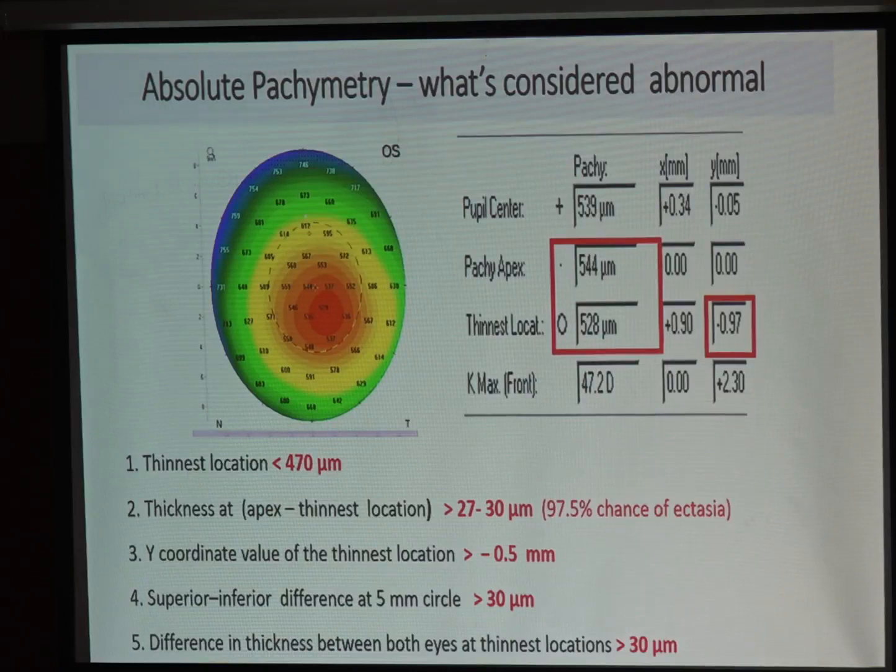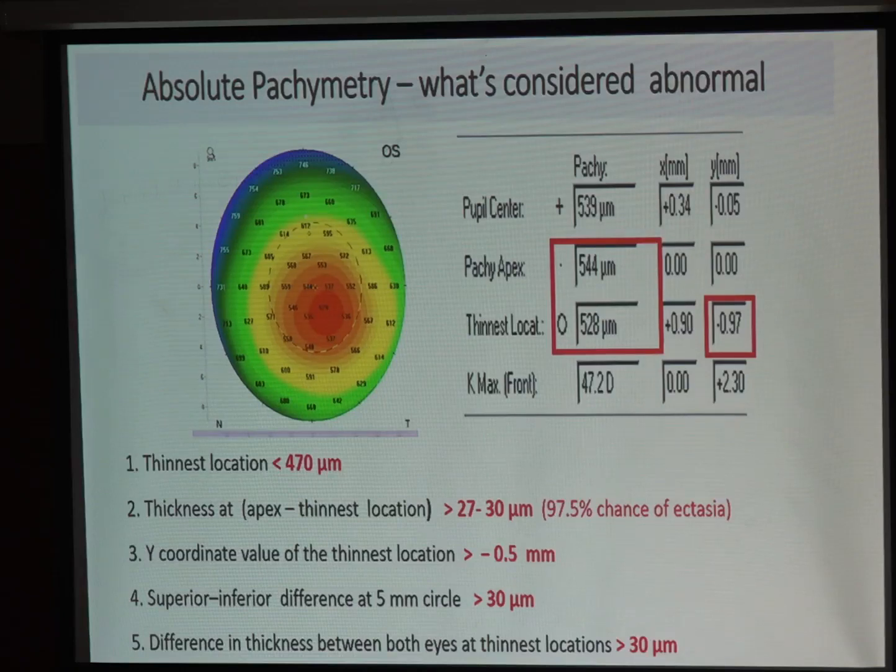If your cornea is too thin, the thinnest less than 470 microns, it may be considered abnormal. I'm mentioning: if the difference between the two eyes at the center is more than 30 microns, at the lowest point. So basically any asymmetry between the two eyes, more than 30 microns. If your superior-inferior difference is more than 30 microns, that means one part of the cornea is thinner, because normally the inferior cornea is also thinner. But if that difference goes beyond a certain limit, that's when it becomes suspicious, right?